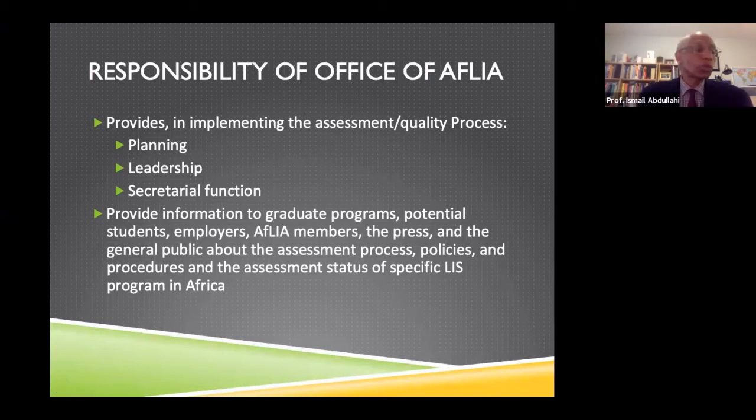And then provide information to graduate programs, potential students, employers, AfLIA members, the press, and the general public about the assessment process, policies, and procedures, and assessment status of a specific alliance program in Africa. So they will be, as I have said, the voice where people can get information from. If they wanted to know about LIS education in Africa, for example, what are they required if students want to join the program? Or if the press wants to know, and so on and so forth. They become a voice, they become an information center, provider in terms of LIS education in Africa.